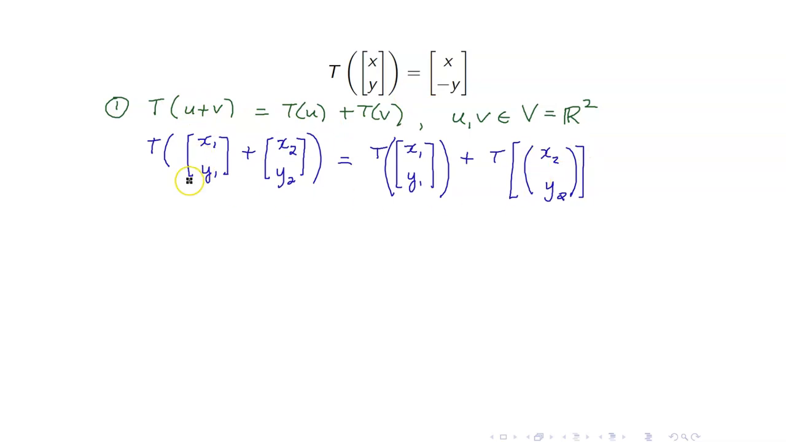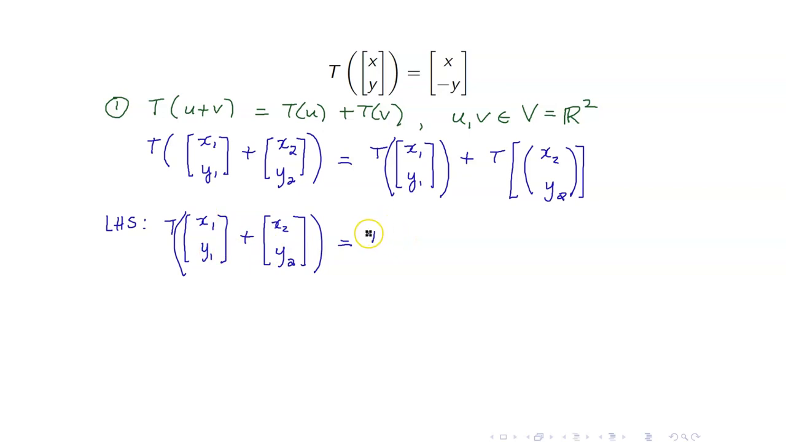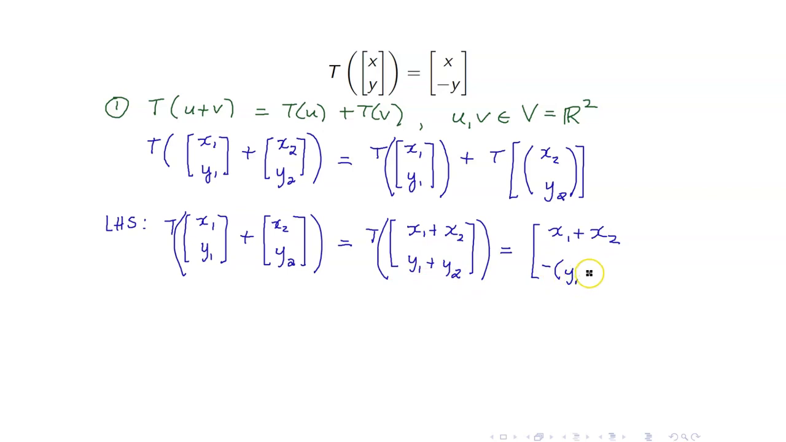So this becomes this. Let us start with the left-hand side. First, we add (x1, y1) plus (x2, y2). So that's (x1 plus x2, y1 plus y2). And then we apply the function T. What does the function T do? It gets the first coordinate and gets the negative of the second coordinate. So this is now (x1 plus x2, negative y1 plus y2). How about the right-hand side?